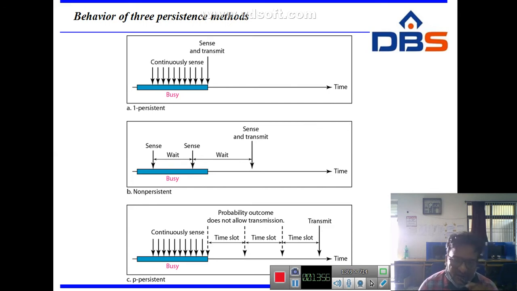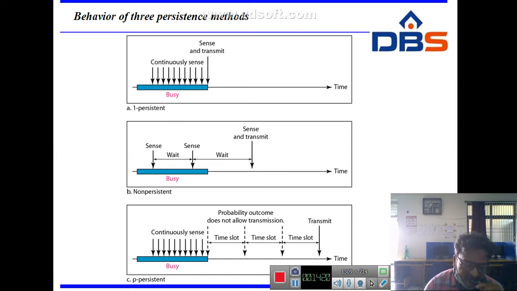So that is about the non-persistent method. And another one is the p-persistent method. The p-persistent method is used if the channel has time slots with a slot duration equal to or greater than the maximum propagation time.